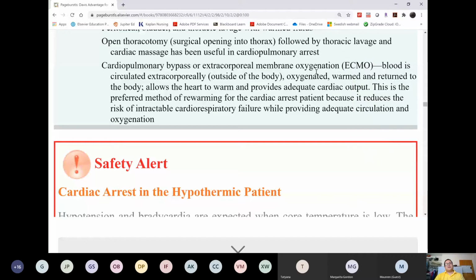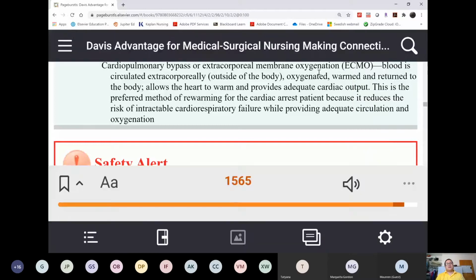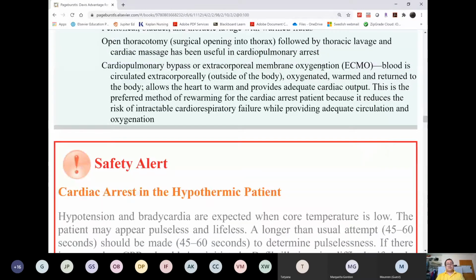So this is similar to a heart-lung machine during open heart surgery. If you're familiar with coronary artery bypass graft, the open surgery, we use a heart-lung machine. Of course, the purpose of the heart-lung machine was to oxygenate and circulate the blood. This one, the ECMO, is going to warm the patient, and also oxygenating the blood at the same time.